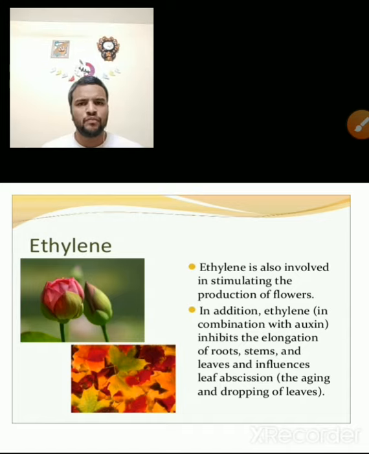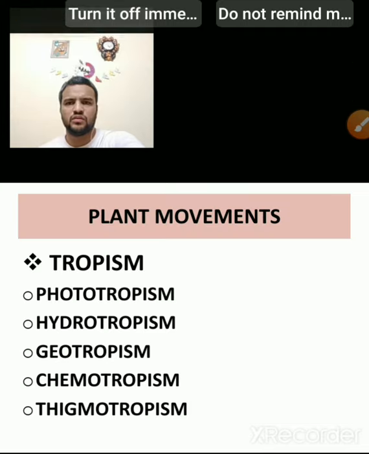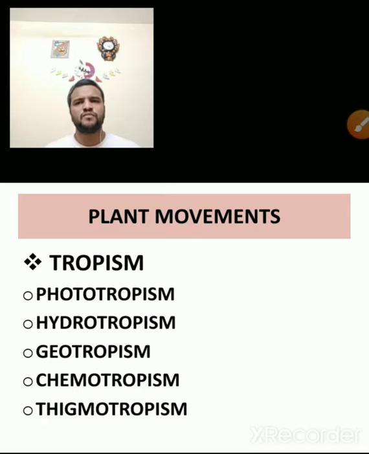Now next we will talk about the movements in plants, and the movements in plants are divided into tropic movements and nastic movements. So let us go to the plant movements. First of all we are going to talk about phototropism, hydrotropism, geotropism, chemotropism and thigmotropism. Here plant movements are a response to stimulus. That stimulus may be light, water, gravity, a chemical or a touch. So, response to stimulus. In that, first we are talking about phototropism. Photo refers to light and tropism refers to tropic movement.